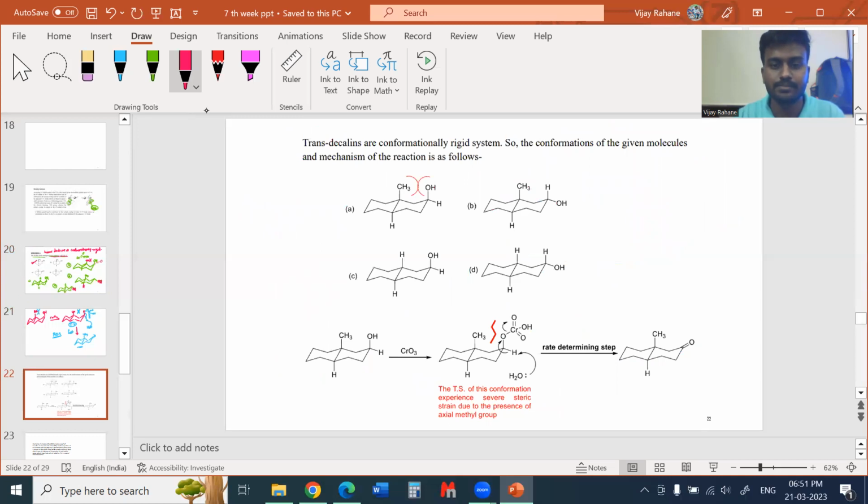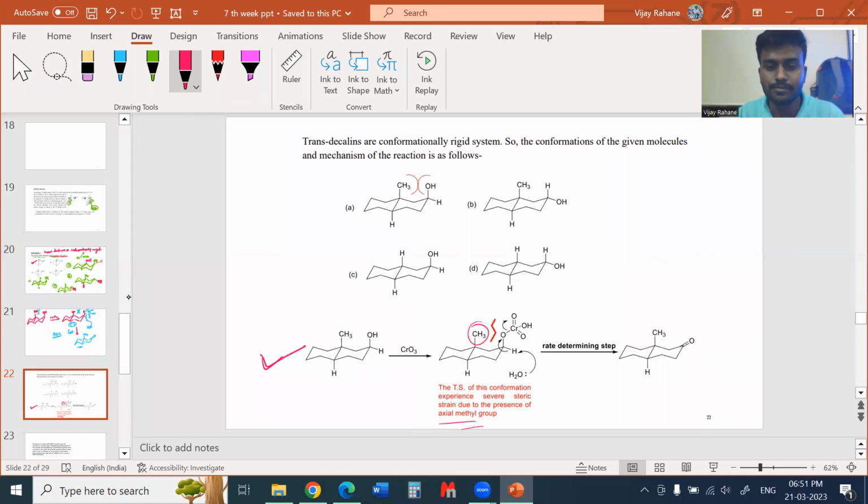If you see, the mechanism is shown here also. The explanation is also given here: the transition state of this conformation experiences a severe steric strain due to the presence of the axial methyl group. This axial methyl group makes a steric strain, so it is converted into the product faster as compared to other decalin systems.